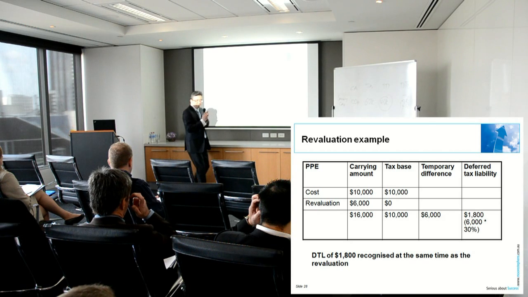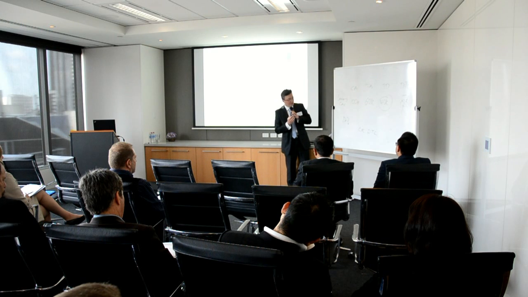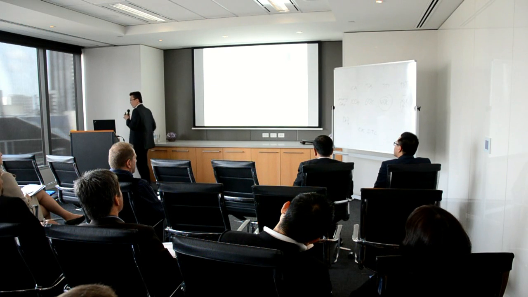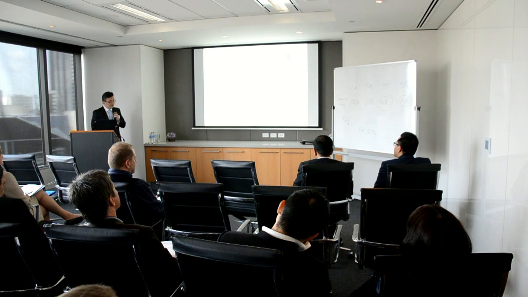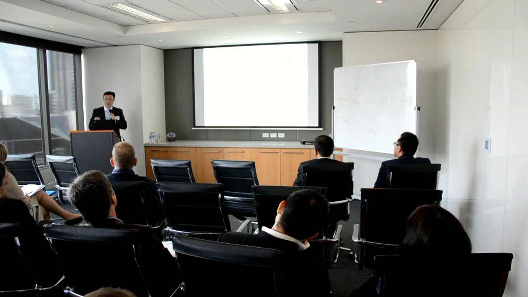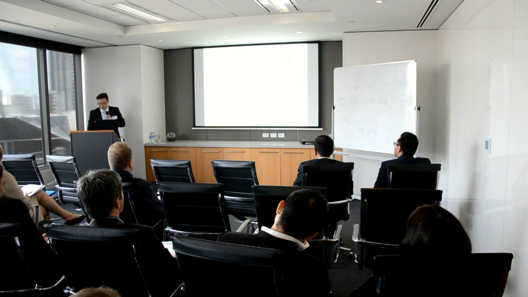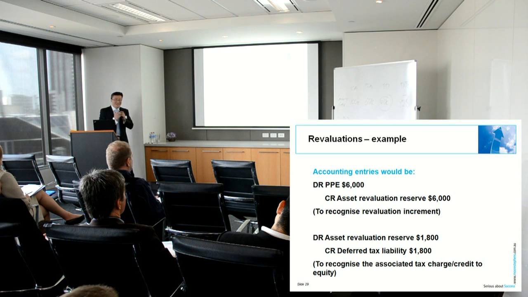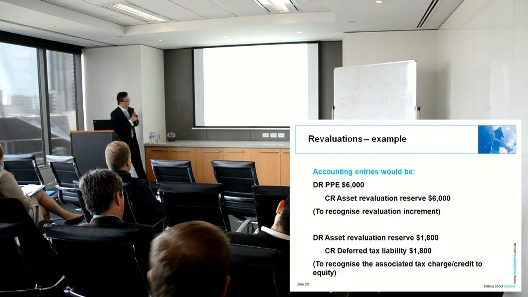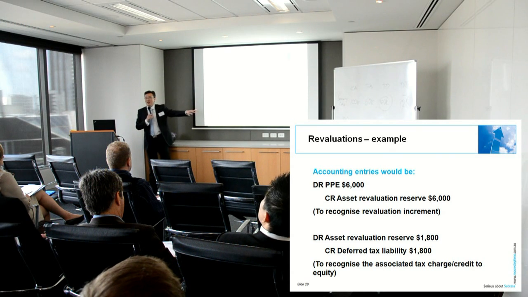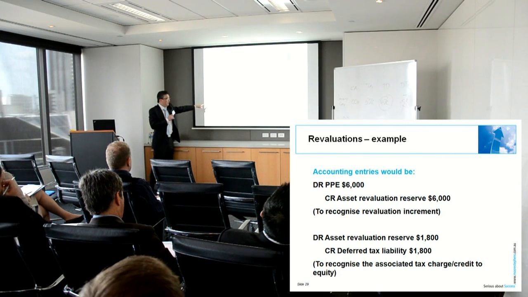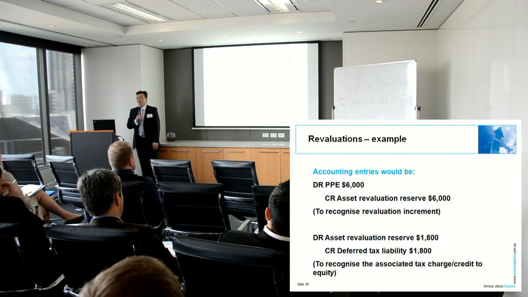1,800. So the question is this: we are crediting deferred tax liability by 1,800. What should the debit entry be? Now the standard says follow the original journal entry. So the original journal entry is to debit property, plant and equipment by 6,000 and credit the asset revaluation reserve by 6,000. So when you recognize the credit to deferred tax liability, look at the original entry, they credited the asset revaluation reserve. So the debit entry goes to the asset revaluation reserve.